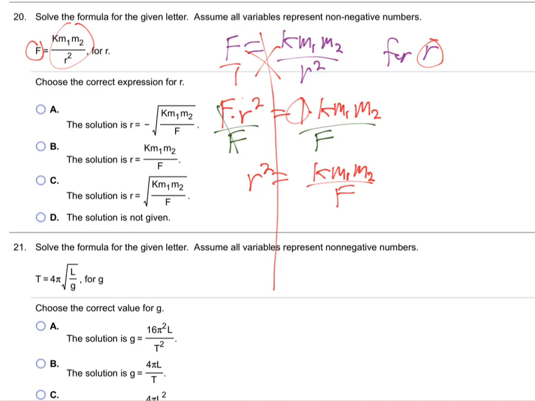Now you need regular R. How do you turn R squared into regular R? You root it, don't you? Root it. There it is. R is the square root of K, M1, M2 all over F. Square root of K, M1, M2 all over F, there it is. Answer C. Got it. Good.